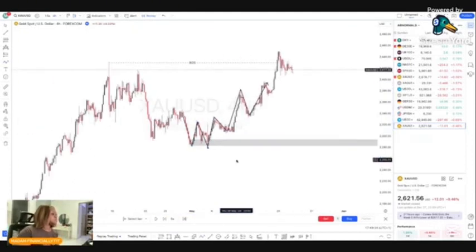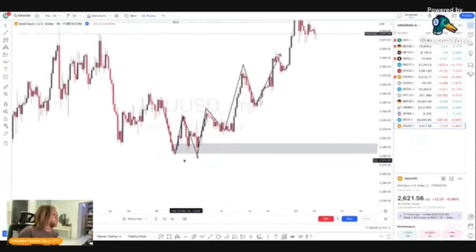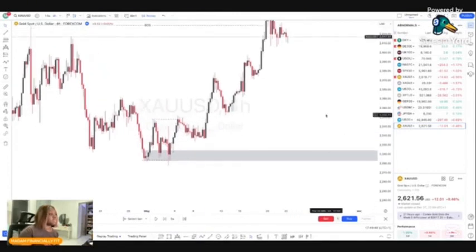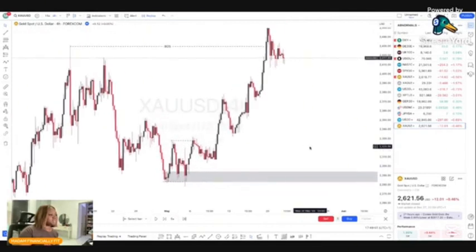Okay. So where is the liquidity that was swept below? This was the liquidity swept below right here, and it came down. Now I'm just going to delete this so you can see liquidity was swept below and liquidity swept above, giving you your extended W. Now, what happened after that?